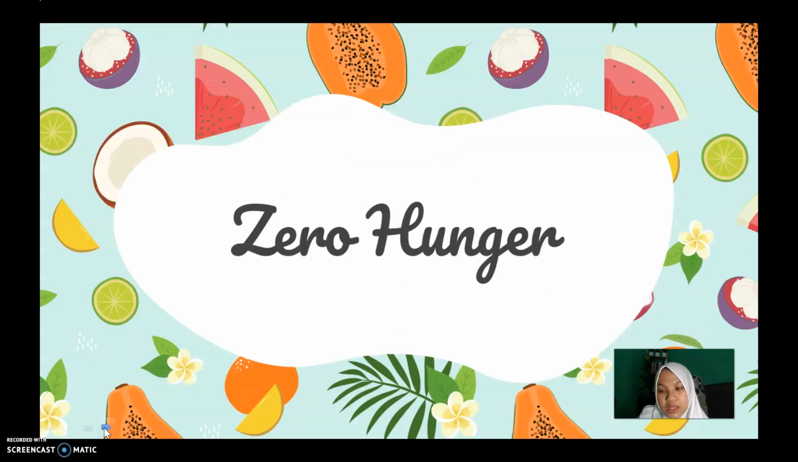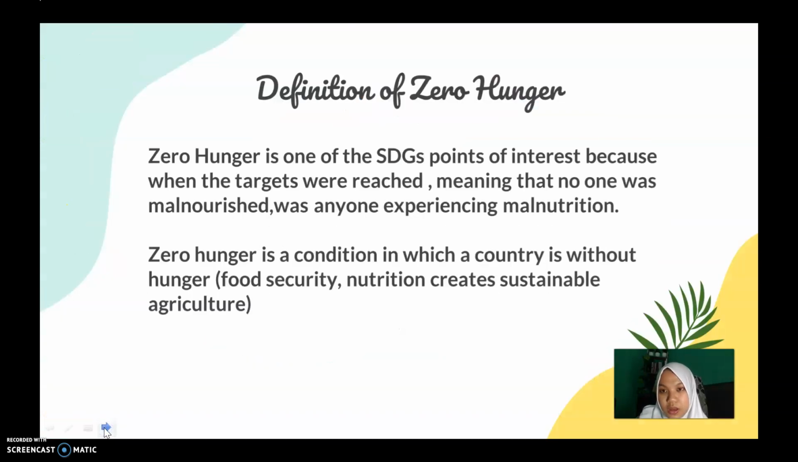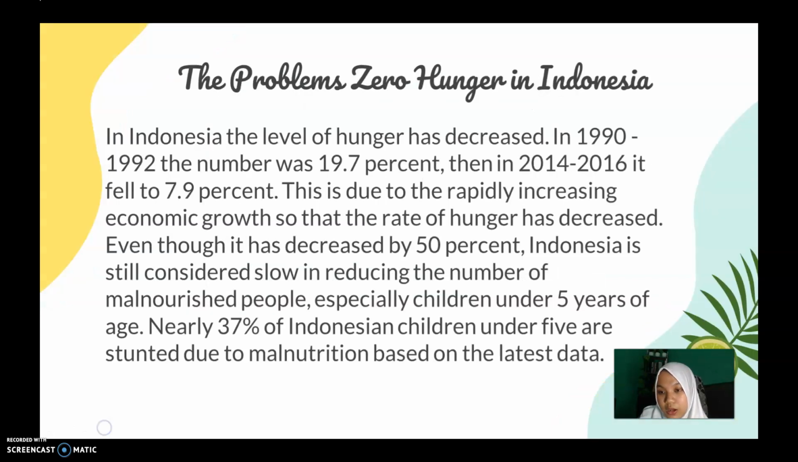Next, zero hunger. Definition of zero hunger. Zero hunger is one of the SDGs points of interest because when the targets are reached, it means that no one is malnourished, no one is experiencing malnutrition. Zero hunger is a condition in which a country is without hunger, with food security, nutrition, and sustainable agriculture.